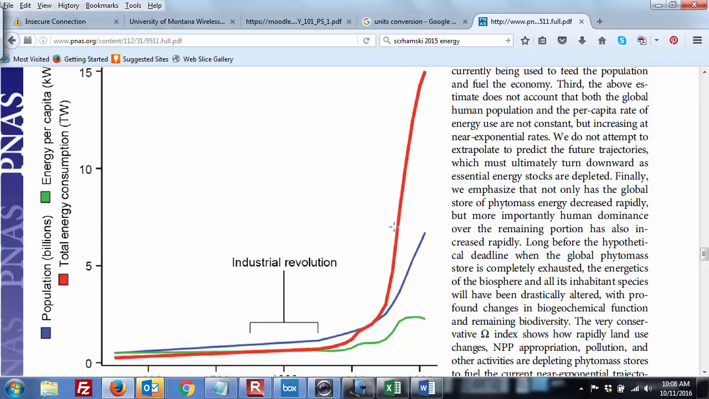Here's energy consumption. Now they put it in terawatts. You know how to convert from terawatts to joules. You just multiply your watts times seconds to get joules, so you can convert that. And the interesting thing they've shown here is that it looks like human technological energy per capita actually peaked a couple years ago.